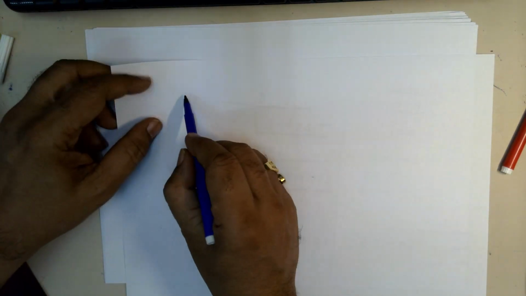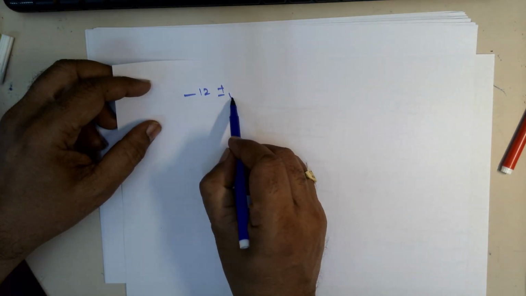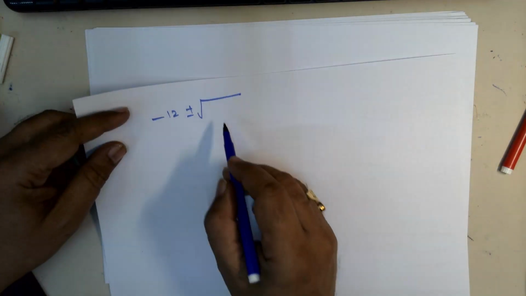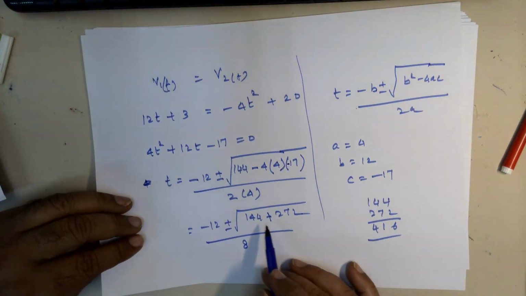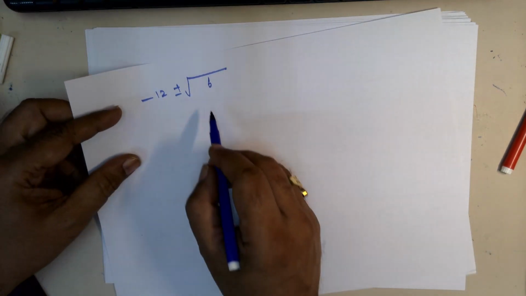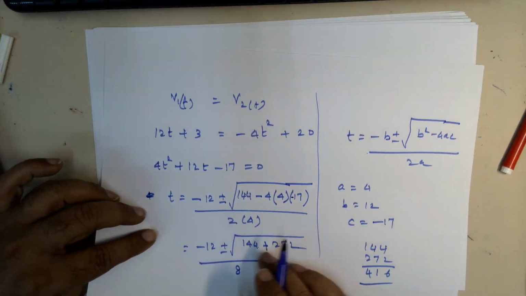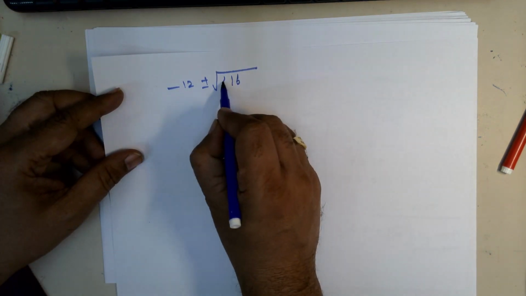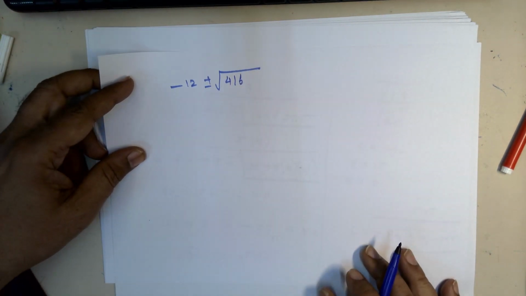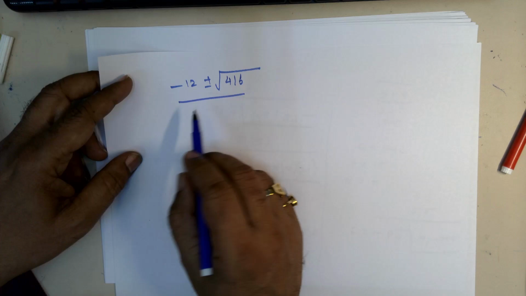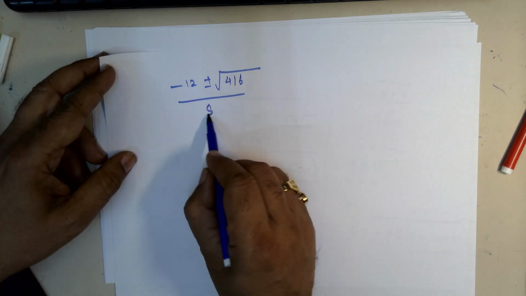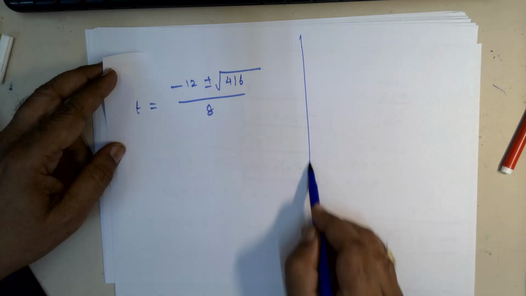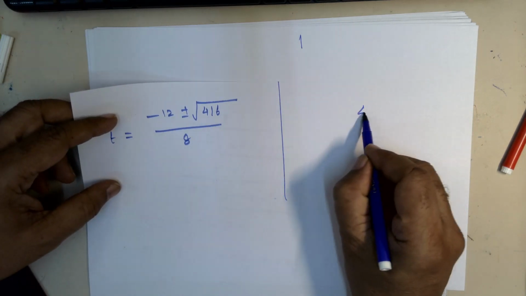So that is minus 12 plus or minus the whole square root of 416, divided by 8, right? So that is equal to what? T. That is the time. Now you have to find out the square root of 416.